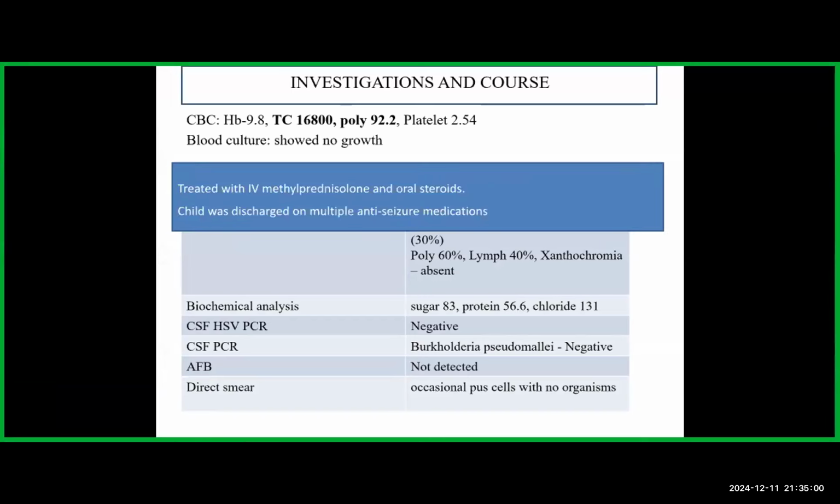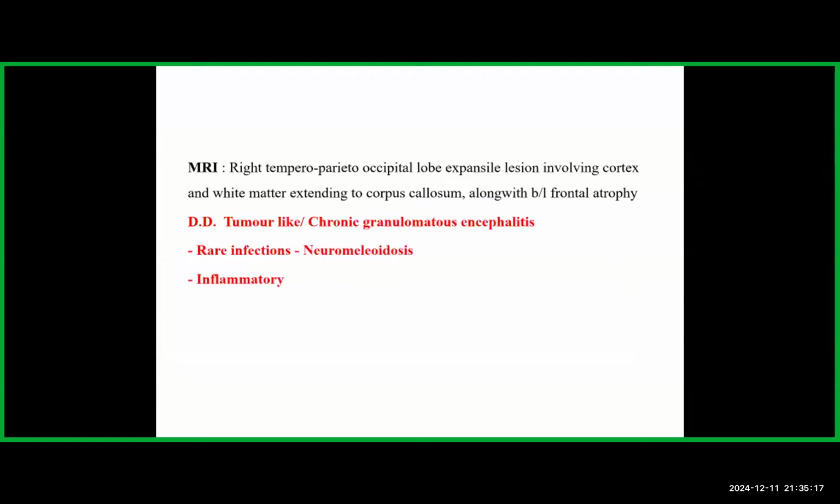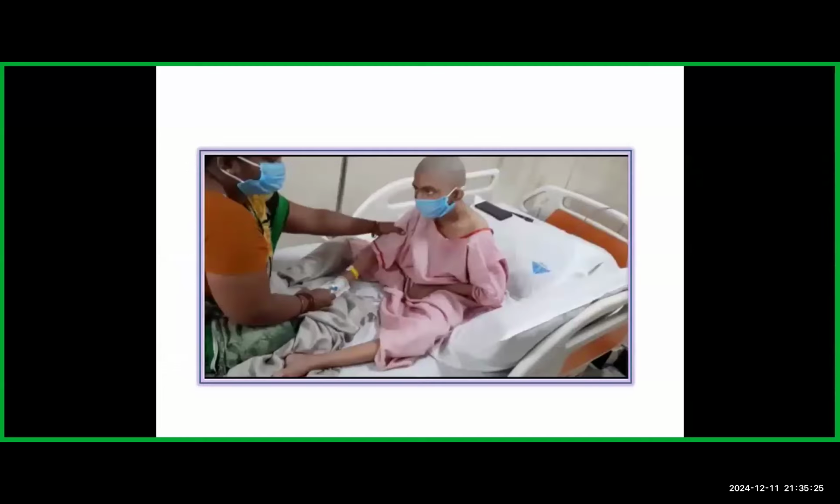We treated the child with IV methylprednisolone and oral steroids. In the MRI, we were able to localize a right temporoparietal occipital lobe expansile lesion involving the cortex and white matter extending to the corpus callosum, along with bilateral frontal atrophy. The differential diagnoses we had were tumor-like chronic granulomatous encephalitis, rare infections including neuromelioidosis, and other inflammatory pathologies.